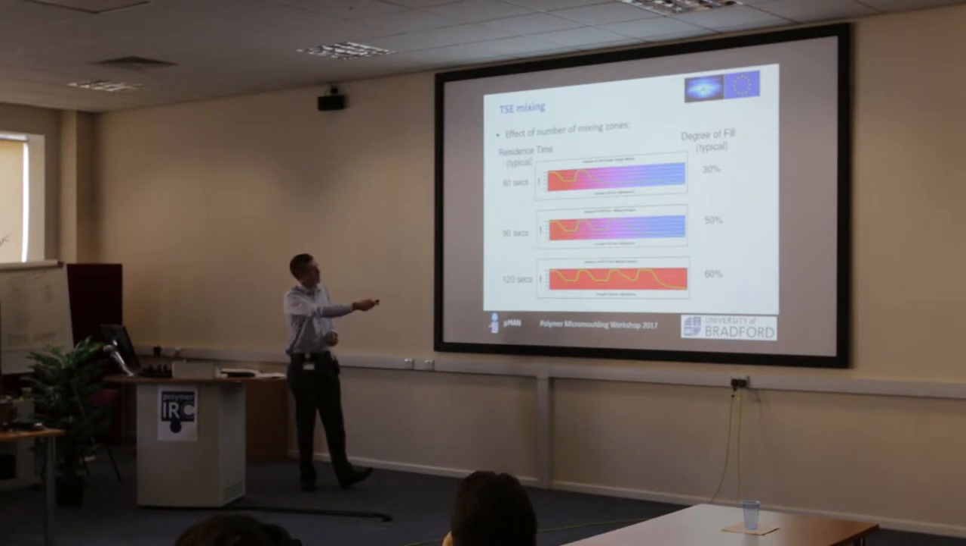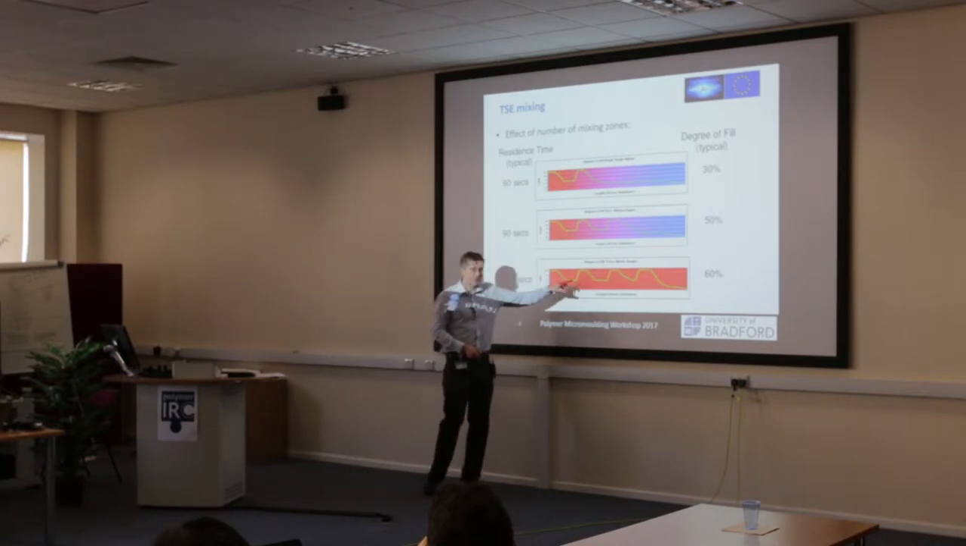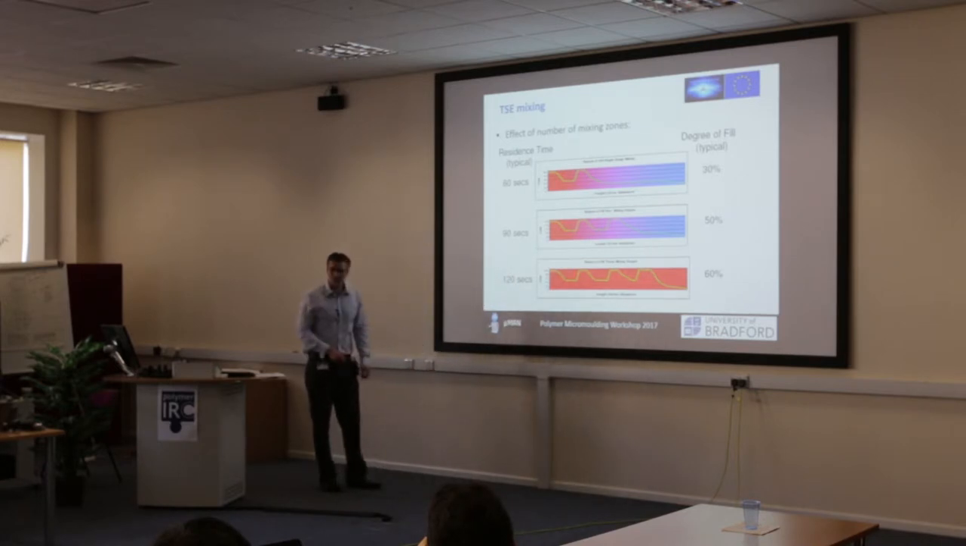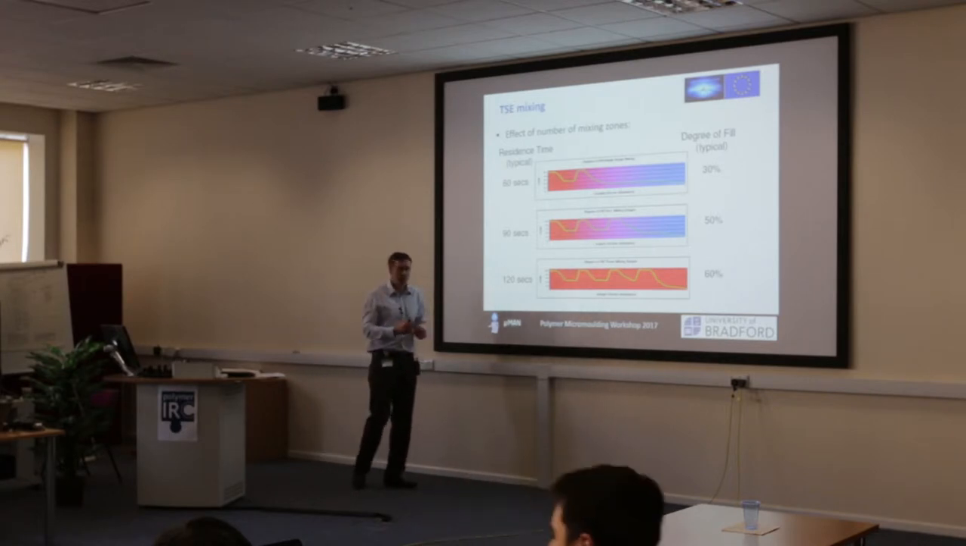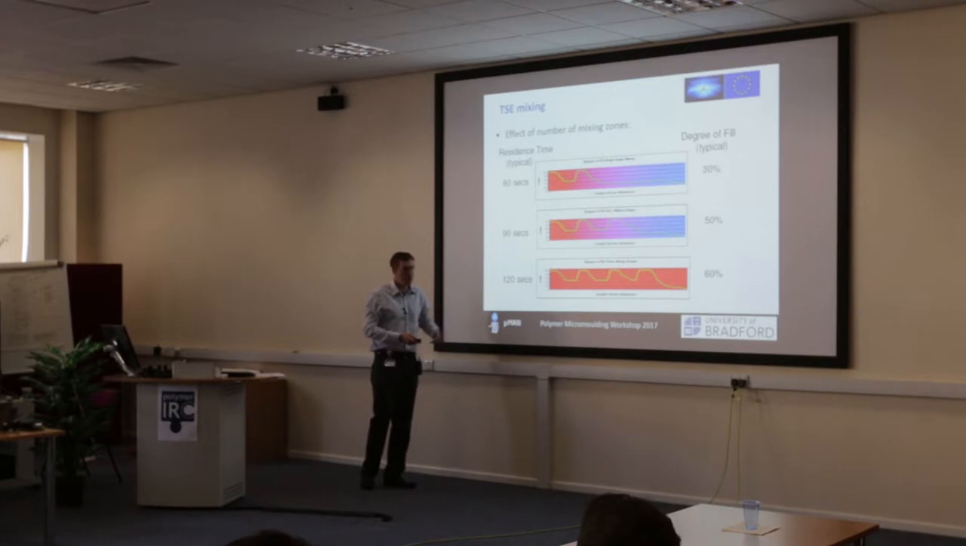So if we just had one mixing zone, we might see the degree of fill be relatively low through most of it, and then we get to the mixing section, it will be a lot highly filled, and then we get to the end of the screw through the metering section, it will be highly filled again. So it might have an average typical fill of about 30%, an average residence time of maybe 60 seconds. If we move down to a screw with three mixing sections, then we might go up to, for example, 60% fill. And this will increase the residence time. So we'll have more mixing, but the polymer will spend more time within the screw. So the mixing time might be 120 seconds.